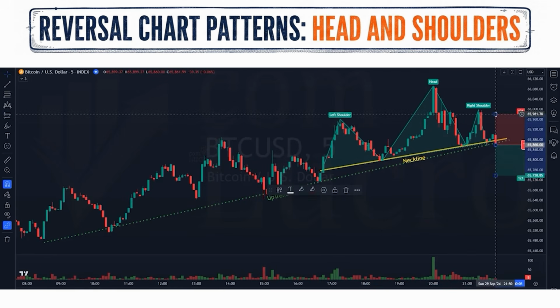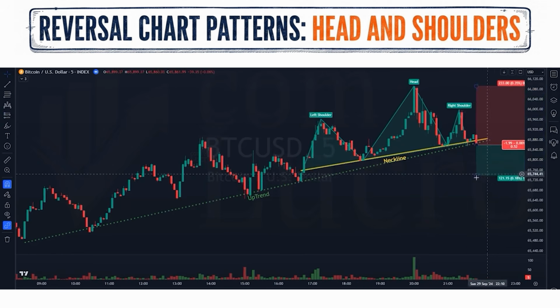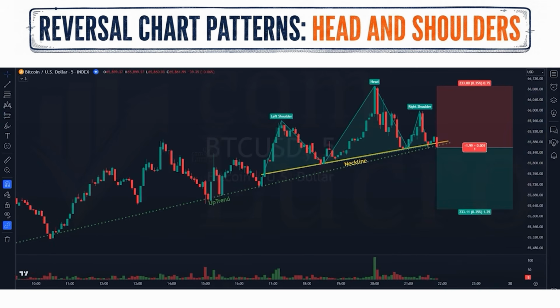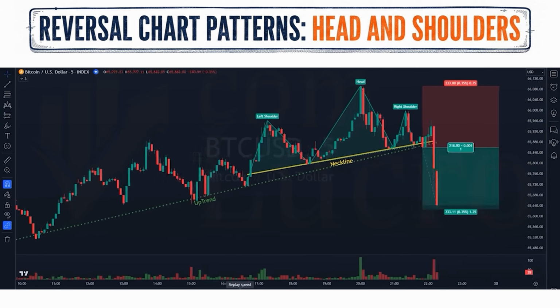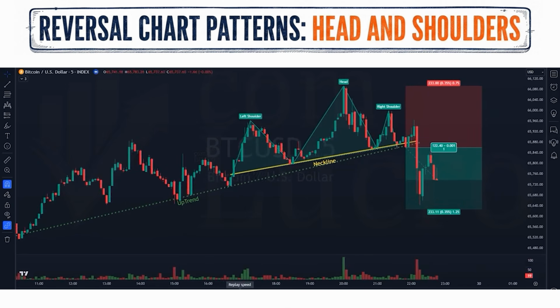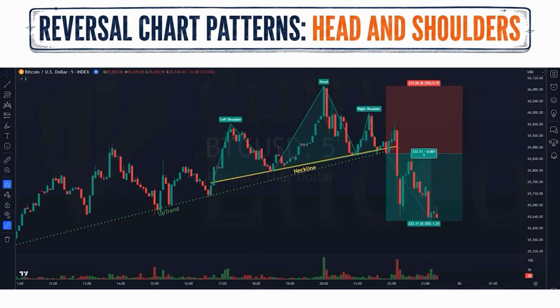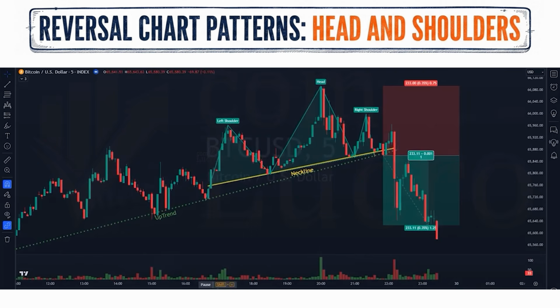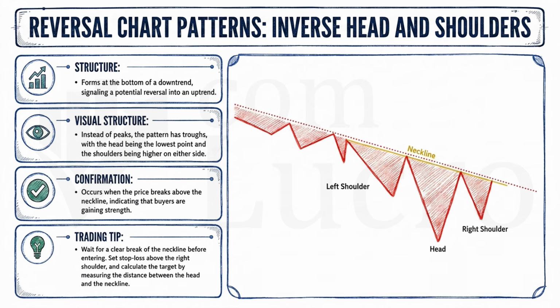At this point, the visual formation is complete, but the reversal is still not confirmed. The key moment comes when price breaks below the neckline. Once that happens, the head and shoulders pattern is confirmed, indicating that sellers may have taken control and that a bearish reversal could follow.